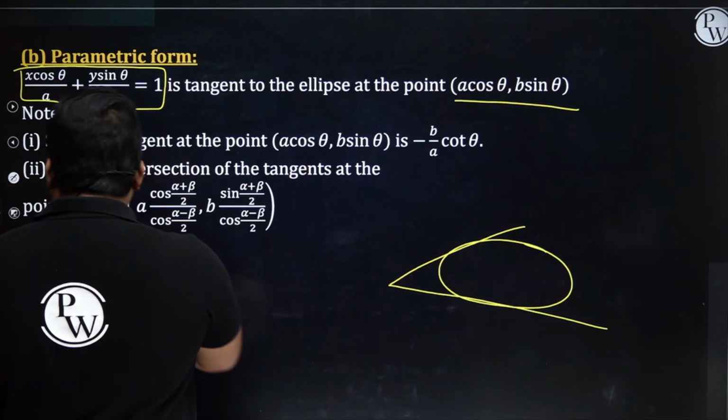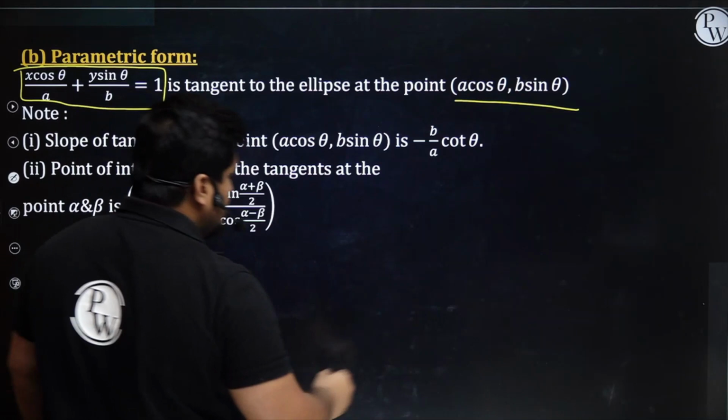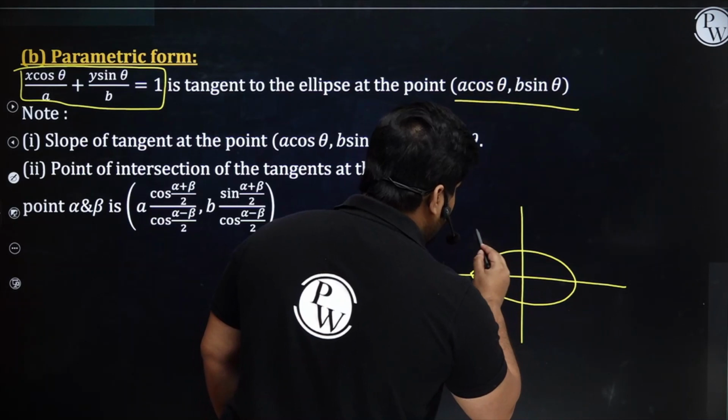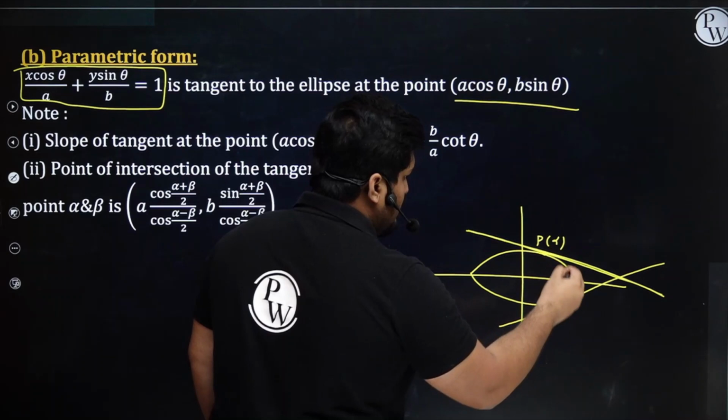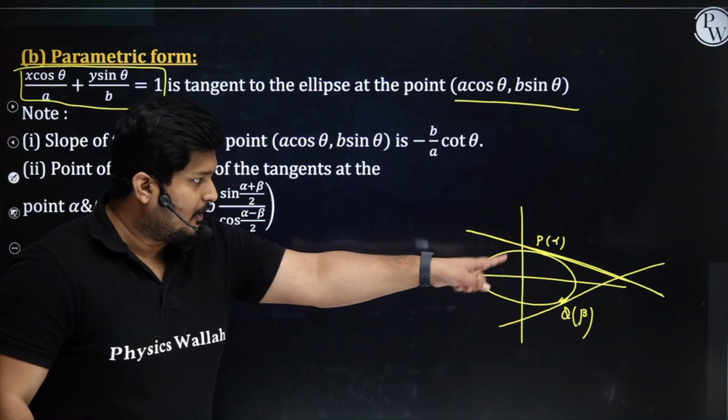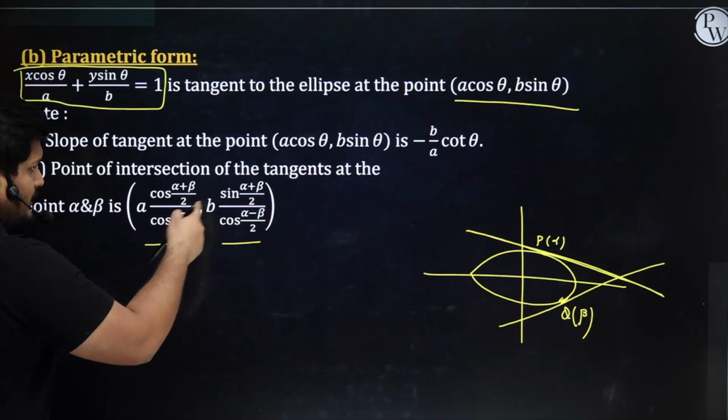Okay, so the diagram is not proper here. Basically, we have been given two parametric points and tangents are drawn to them. Suppose one point is this and this is the other point. We have drawn tangents at these points, so this is P alpha and Q beta, and the tangents are intersecting at some point. That point of intersection is given by a cos of (alpha plus beta) by 2, b sin of (alpha plus beta) by 2, divided by cos of (alpha minus beta) by 2, cos of (alpha minus beta) by 2.